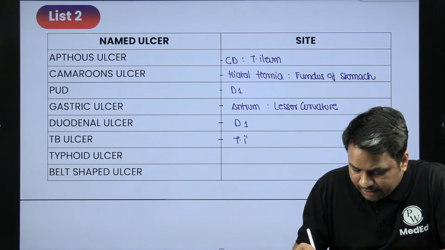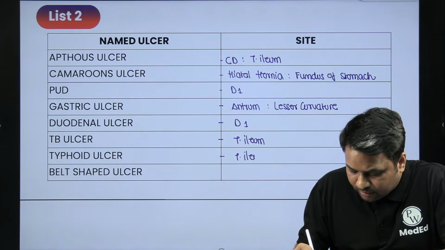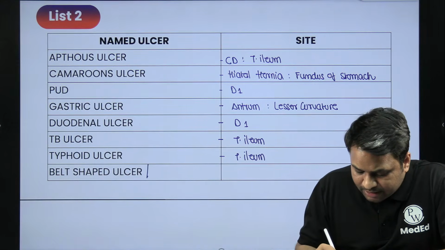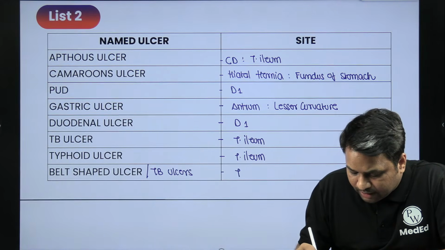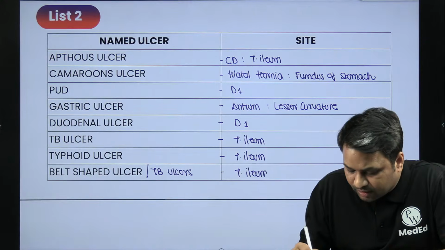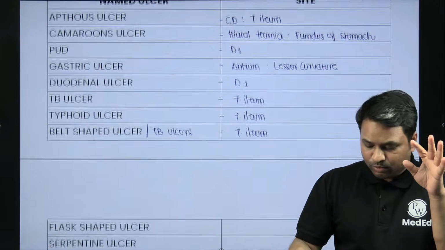Tubercular ulcers are in the terminal ileum. Typhoid ulcer is also going to be in the terminal ileum. Belt-shaped ulcers are nothing but TB ulcers, and TB ulcers are again more common in the terminal ileum. So these are the named ulcers and their most common sites.